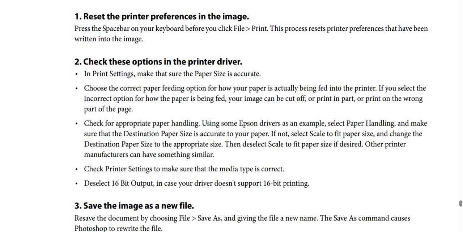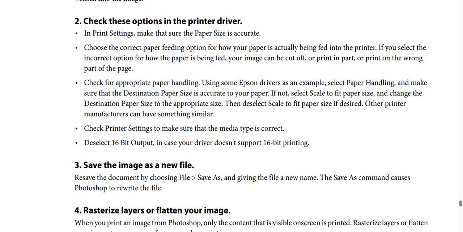After that, check the appropriate paper handling, using some Epson drivers as an example. Select paper handling and make sure that the destination paper size is accurate to your paper. If not, select scale to fit paper size and change the destination paper size to the appropriate size, and then deselect scale to fit paper size if desired. Other printer manufacturers, by the way, can have something similar. After that, check printer settings to make sure that the media type is correct. And then deselect 16-bit output in case your driver doesn't support 16-bit printing.